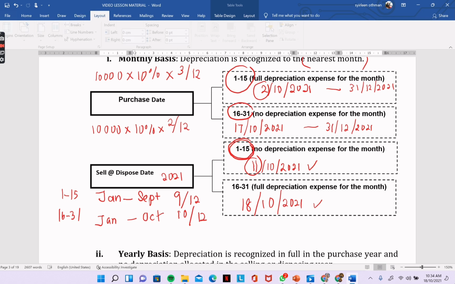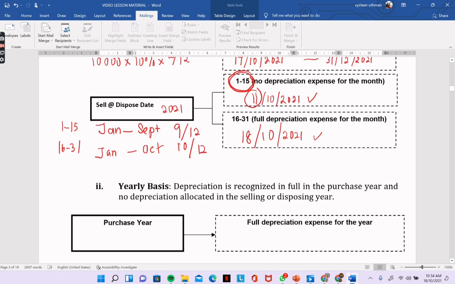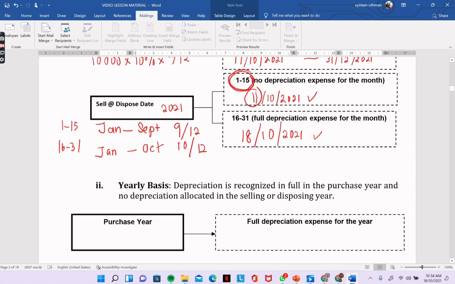Okay, so let's say if you are using the yearly basis, so yearly basis is slightly different. Okay, so for yearly basis, depreciation is recognized in full bila in the purchase year, and also yang untungnya ialah there won't be any depreciation allocated when you dispose the item in that particular year. Okay, so let's say I beli asset tu 2021.